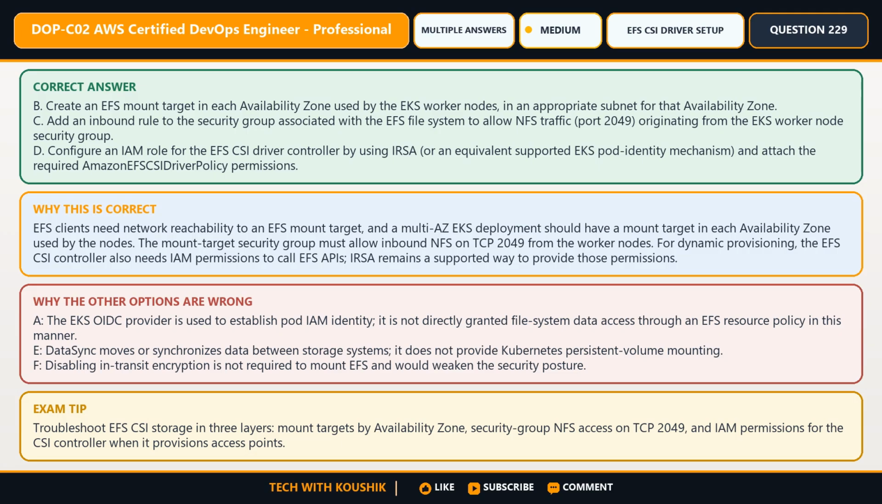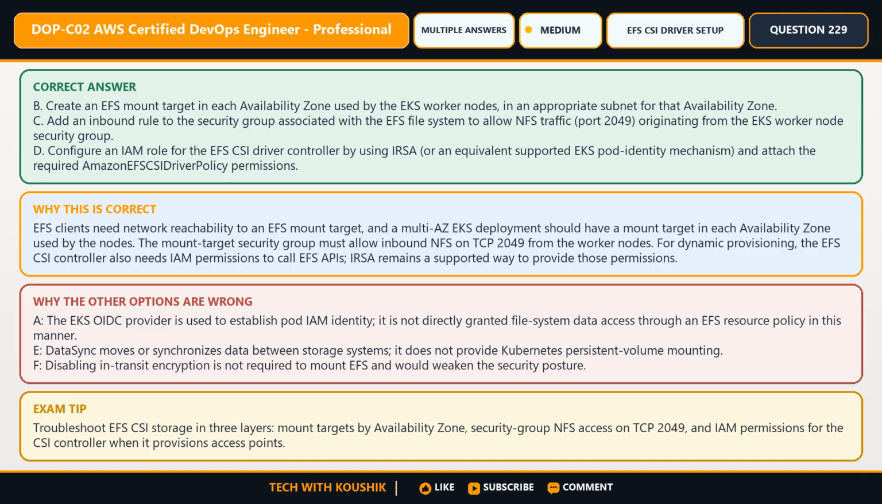A. The EKS OIDC provider is used to establish pod IAM identity. It is not directly granted file system data access through an EFS resource policy in this manner. E. DataSync moves or synchronizes data between storage systems. It does not provide Kubernetes persistent volume mounting. F. Disabling in-transit encryption is not required to mount EFS and would weaken the security posture.